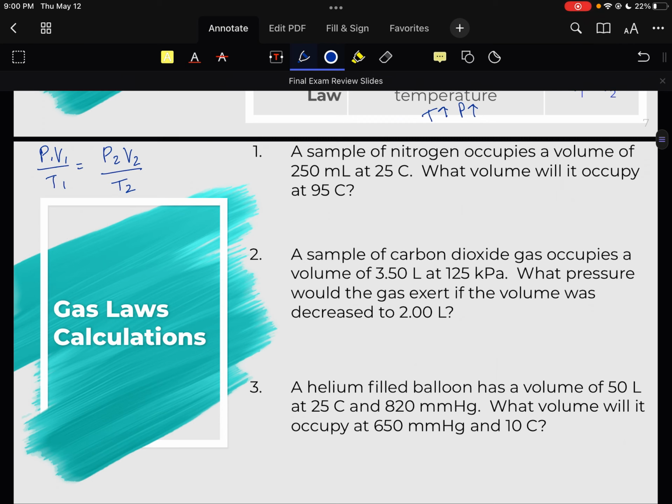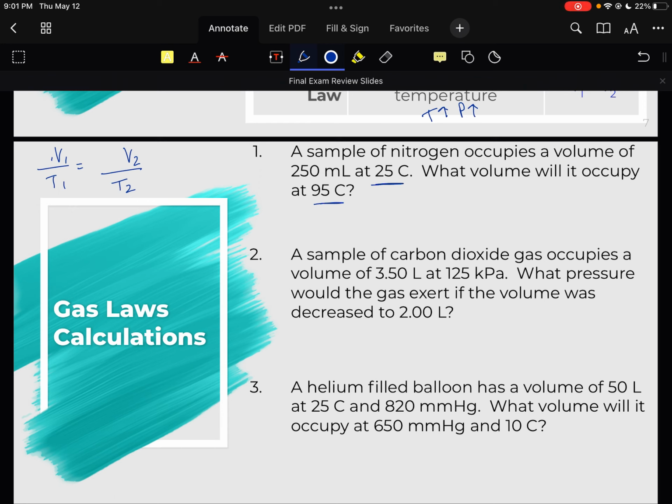So like if I look at number 1, it says a sample of nitrogen occupies a volume of 250 milliliters at 25 degrees Celsius. What is the volume at 95 degrees Celsius? So in this case, this does not say anything about pressure, so I can actually take out the pressure of my formula. And I can just ignore it. So I have volume and temperature. So now I can plug in my values.